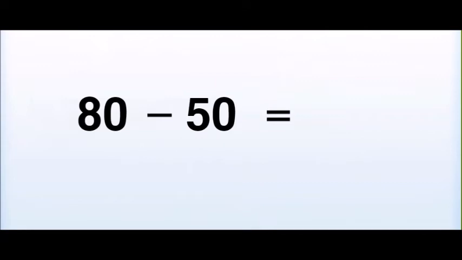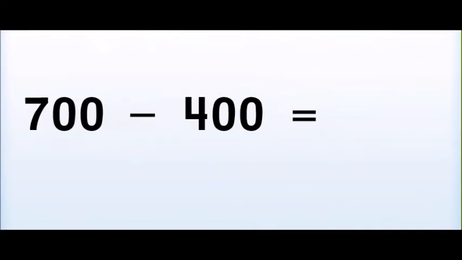Look at the tens digits and think about the basic fact. You know that 8 minus 5 is equal to 3. So 80 minus 50 is equal to 30. You can subtract in your head to solve this problem too. 700 minus 400 is equal to 300.